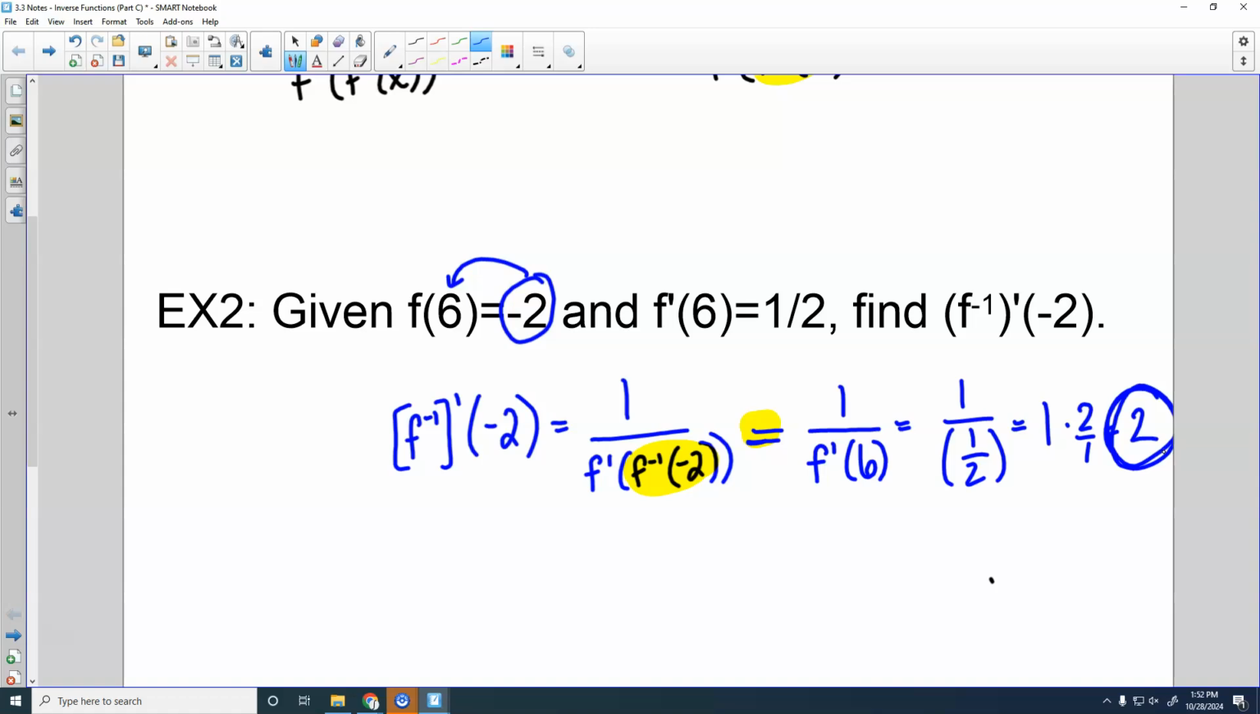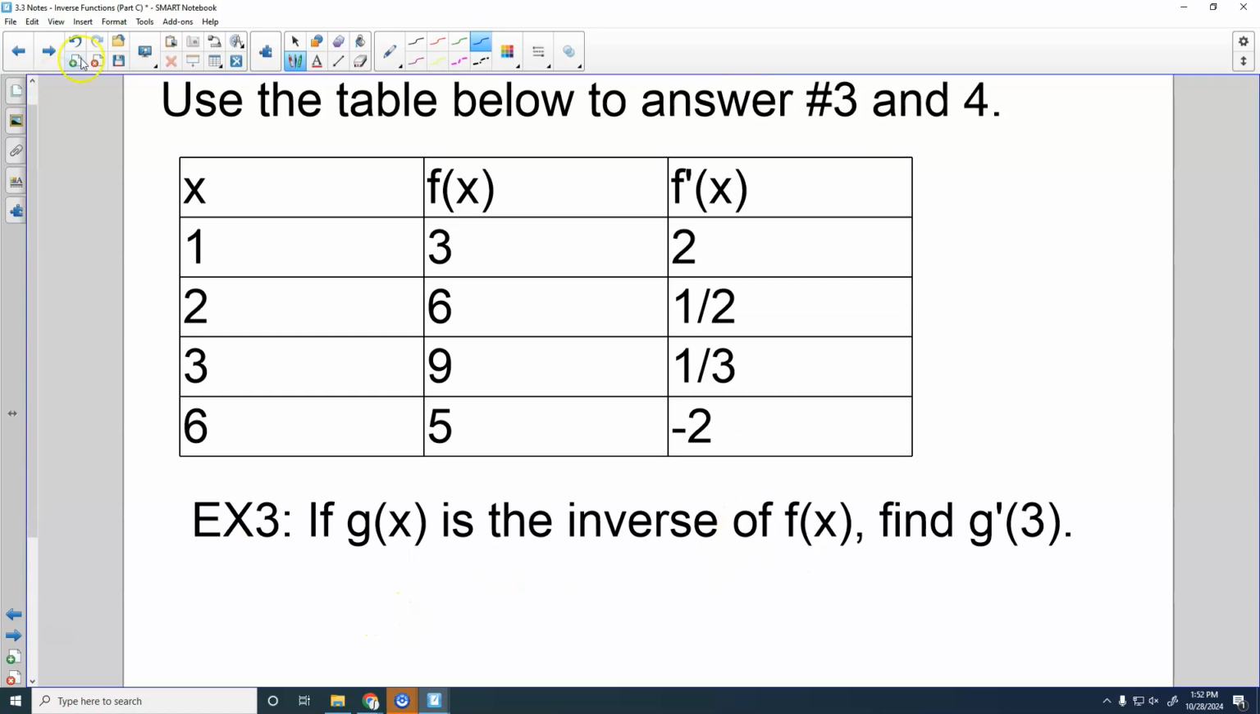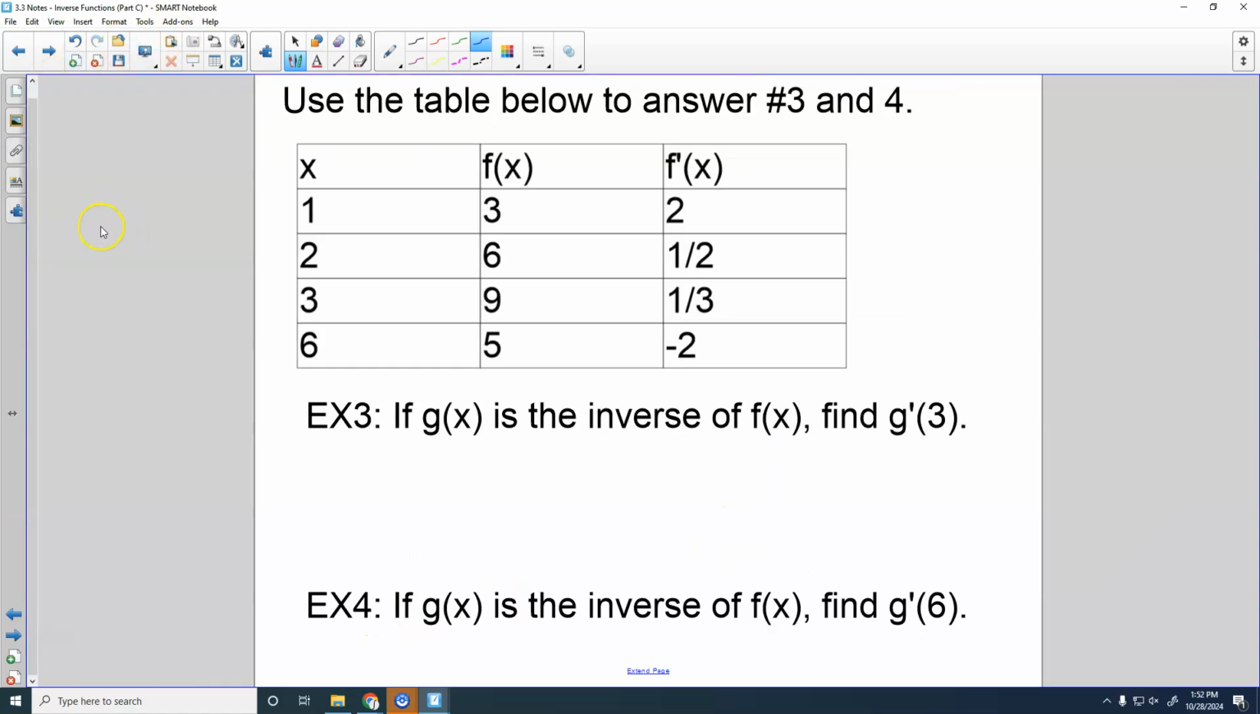Okay, so this process is going to be the same even when you have complicated tables like we see right here. This table has x, f of x, and f prime of x. It does not have anything about the inverse or a g of x. Here they have told us, in this case, that g of x is the inverse of f of x.